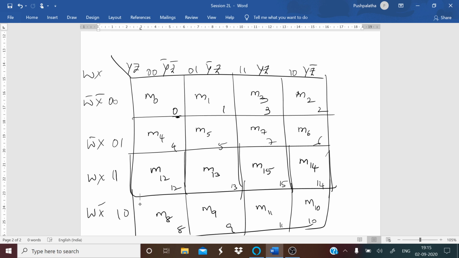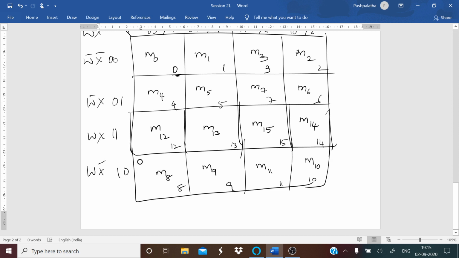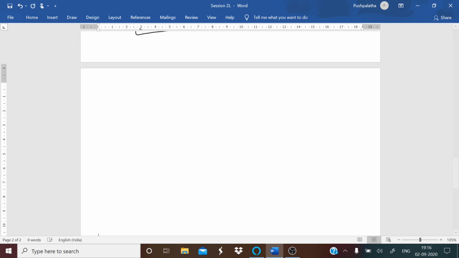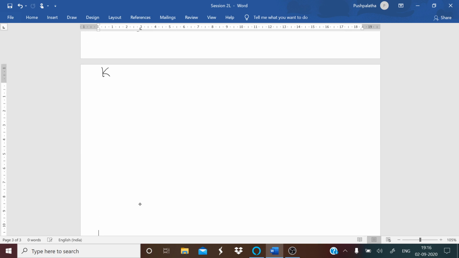Okay. So this is the way you are going to draw your general K-maps for 2 variables, 3 variables and 4 variable map. Now one other thing that you are supposed to remember here are the rules that you are supposed to follow when simplifying Boolean expressions using the K-map.